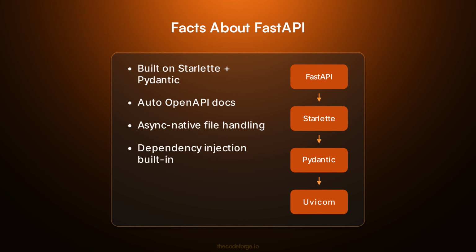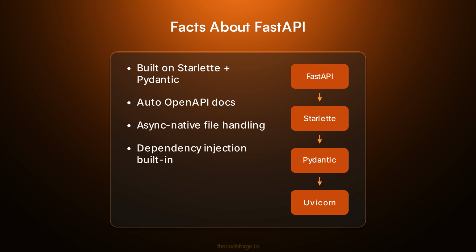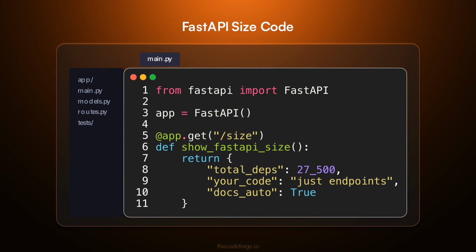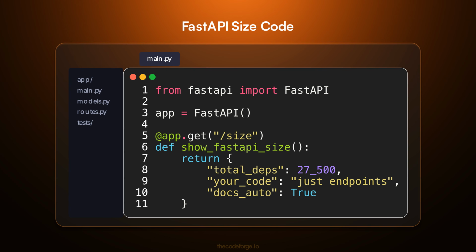FastAPI runs on Starlette for ASGI performance and Pydantic for validation. Automatic OpenAPI docs eliminate manual documentation. Type hints drive request validation, serialization, and interactive docs simultaneously. Dependency injection is baked into every endpoint. FastAPI's core code is about 2,500 lines, with Pydantic and Starlette adding more. But your code is just endpoints. The framework handles the heavy lifting.